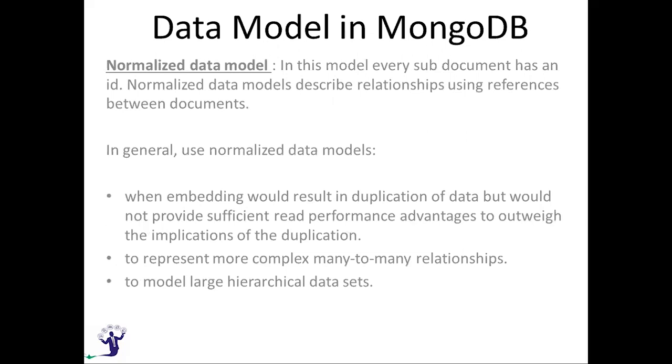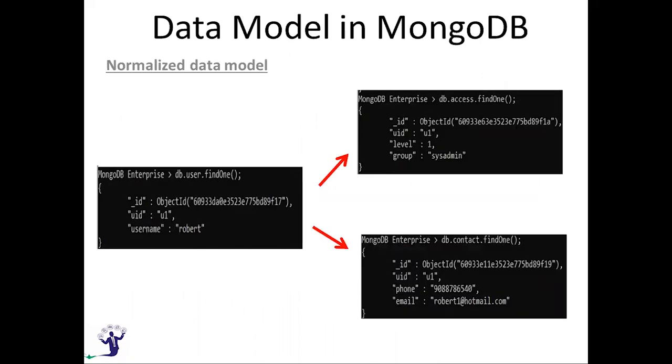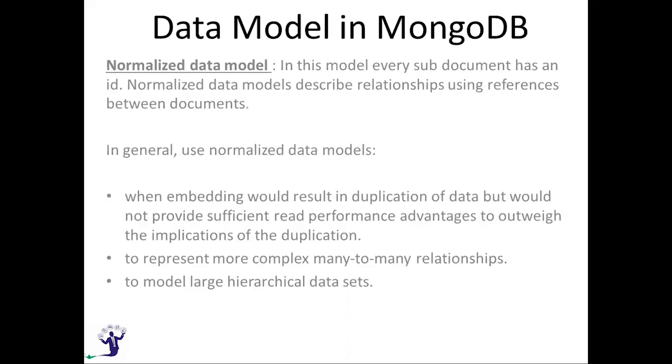Right. Then we have the normalized data model over here. In this model, every document has an ID. Every sub-document has an ID. The normalized data model describes relationships using references between the documents. Okay, let me see. Yes, I can give you an example over here. Okay, let me give you an example of this.